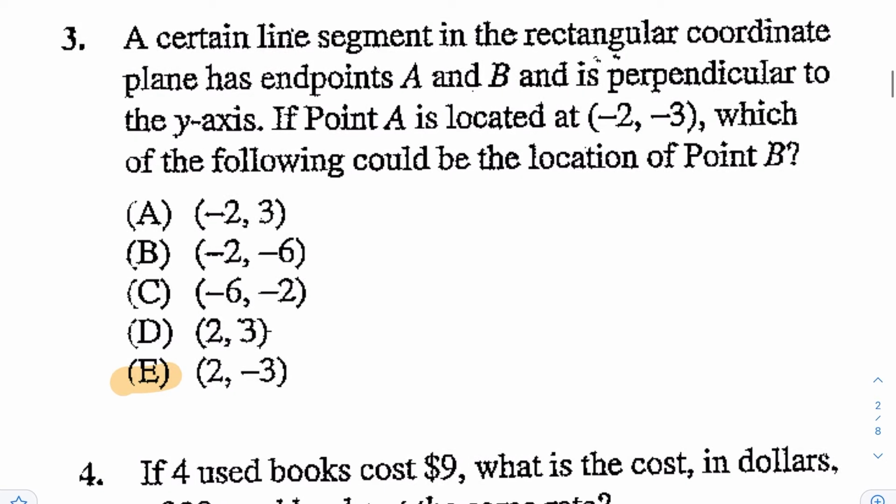All right, next for question number 3, a certain line segment in a rectangular coordinate plane, so just a regular XY plane, has endpoints A and B, and is perpendicular to the y-axis. If point A is located at -2, -3, which of the following could be the location of point B? So rectangular coordinate plane is just a regular XY coordinate system, the Cartesian plane.